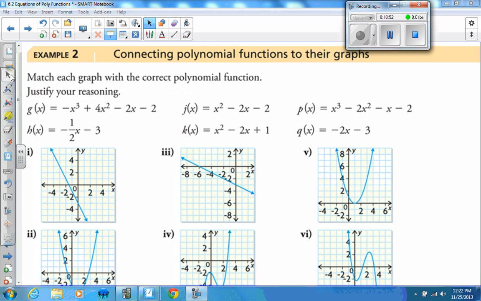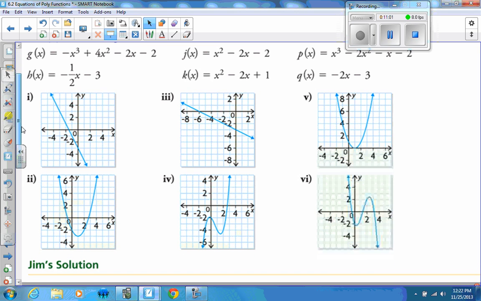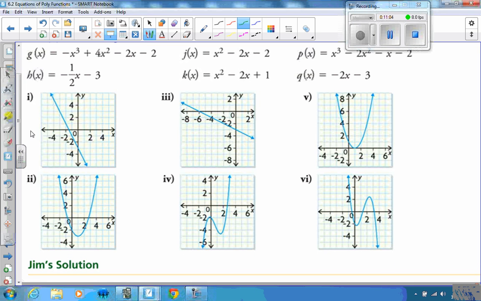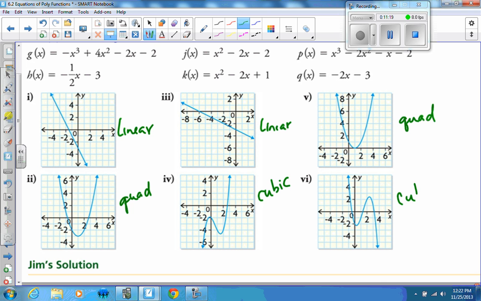So if we look at example number 2 in your book on page 388, we're going to match the graph to the function. Before I look at the equations, I would just say, well, I know this is linear, this is linear, this is a quadratic, this is a quadratic based on shape, and this is a cubic, and this is a cubic.